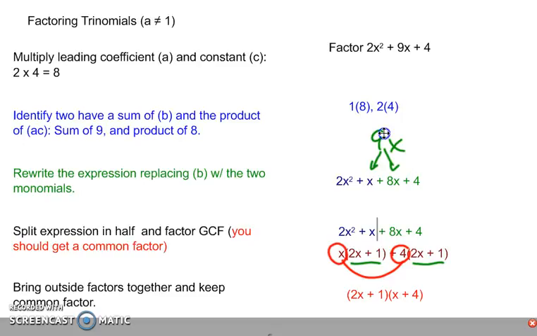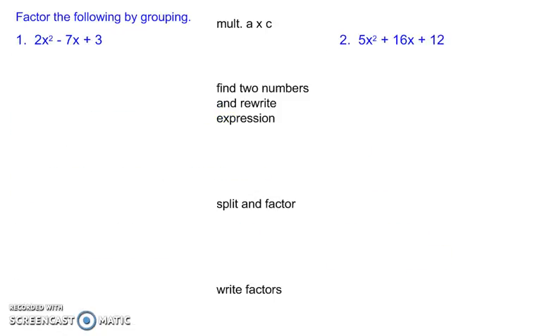So let's try another together from the top. So we're going to factor 2x squared minus 7x plus 3. We're going to multiply 2 times 3 and get 6. So we want the factors of 6 that will give us a negative 7. So we know both our factors are going to be negative. We'll have negative 1 and negative 6.